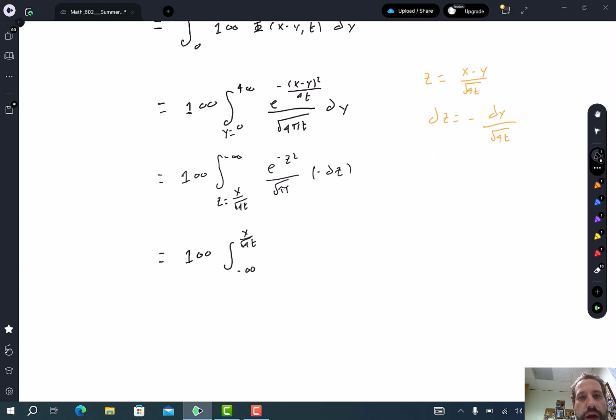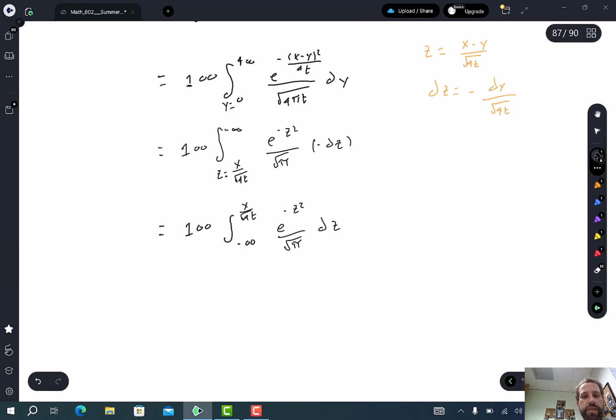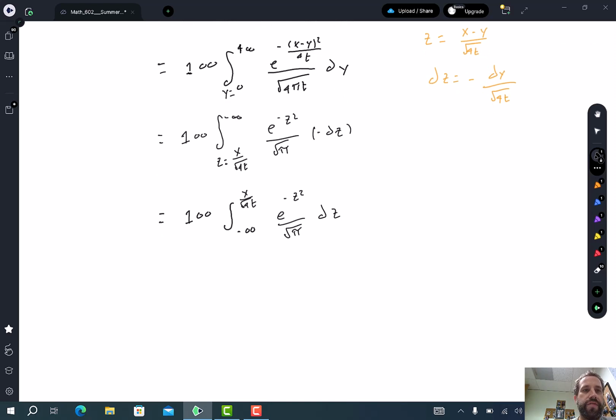Okay, but now I'm going to be integrating the function e to the minus z squared over the square root of pi dz. And I'm going to split this into two pieces, one where the integral goes from minus infinity to 0, and one where it goes from 0 to that upper limit. So this is going to be equal to 100 times the integral from minus infinity to 0 of e to the minus z squared. You could also just write this as the phi function for an appropriate value of t.